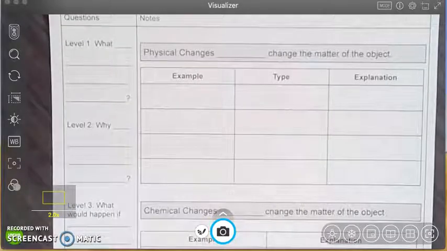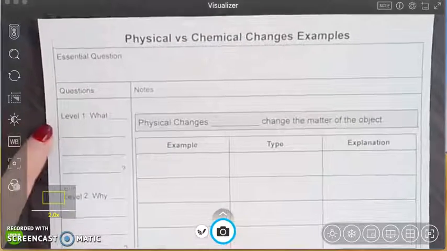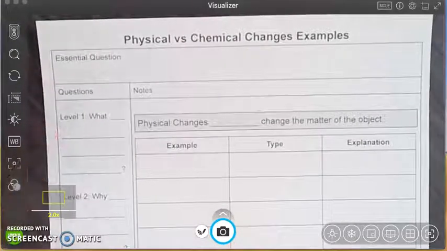Scientists, so we are on our second day of learning about physical changes. So you should have this sheet in front of you. And if you don't, please press pause to get the sheet and number the pages and press play to begin on the notes.